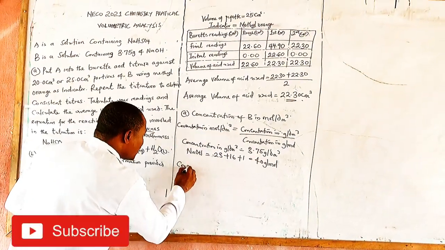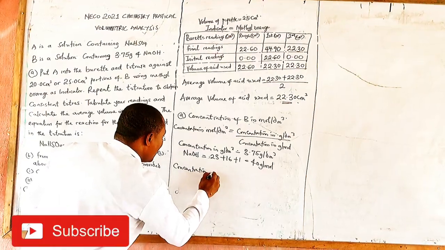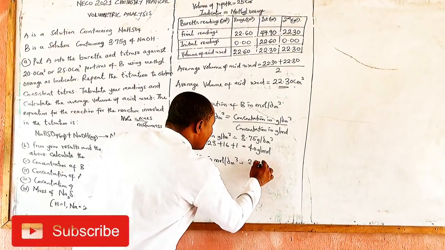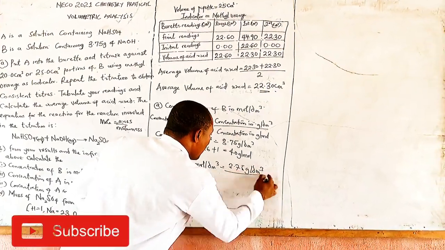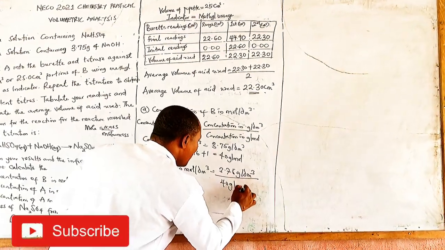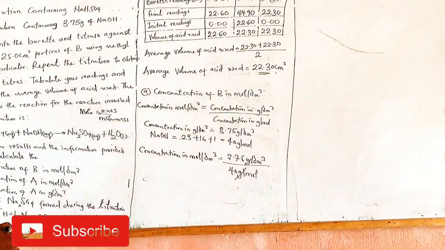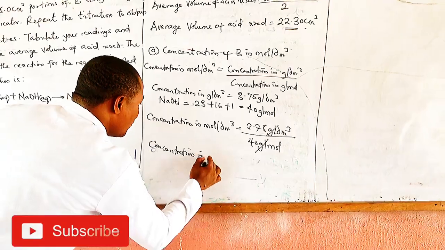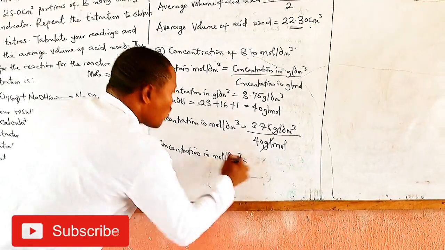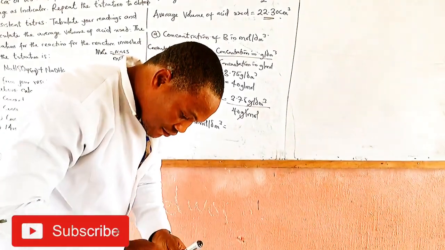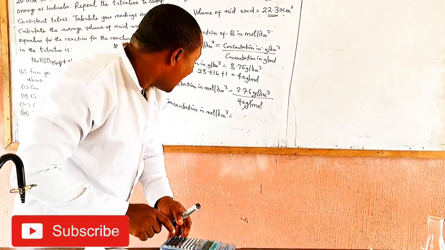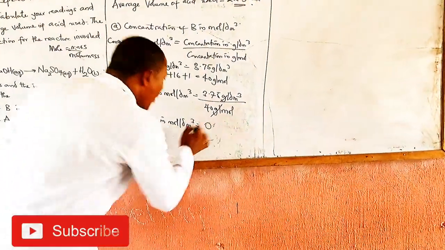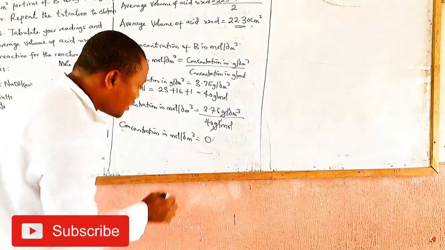We can say concentration in mole per dm³ is equal to 3.75 gram per dm³ over 40 gram per mole. Can we see? That's why those units are important. Gram cancels gram. Then our concentration in mole per dm³ is equal to 3.75 divided by 40. Please, to 3 significant figures, very, very important.